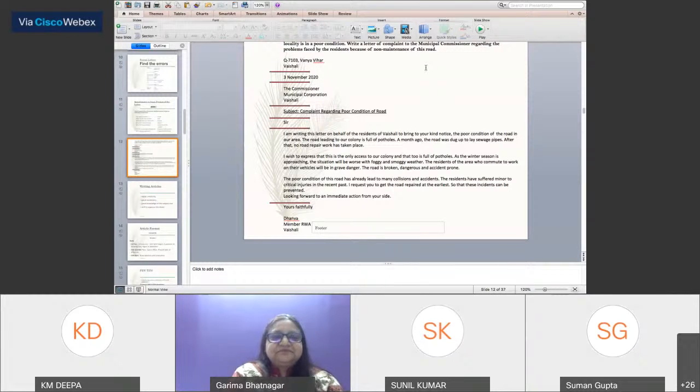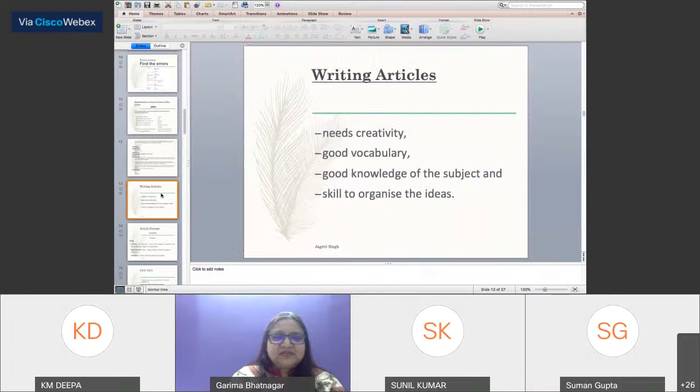Now over here, this is how a letter usually looks. So if you want, you can give this as a sample letter to your students. I'll move on to the next part, which is writing articles. For writing articles, the students need creativity, vocabulary, knowledge of the subject, and again, the skill to organize ideas.